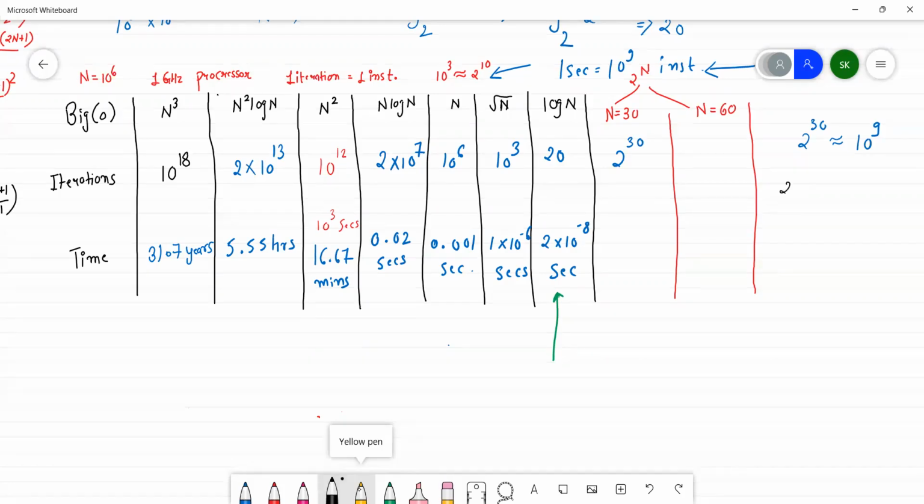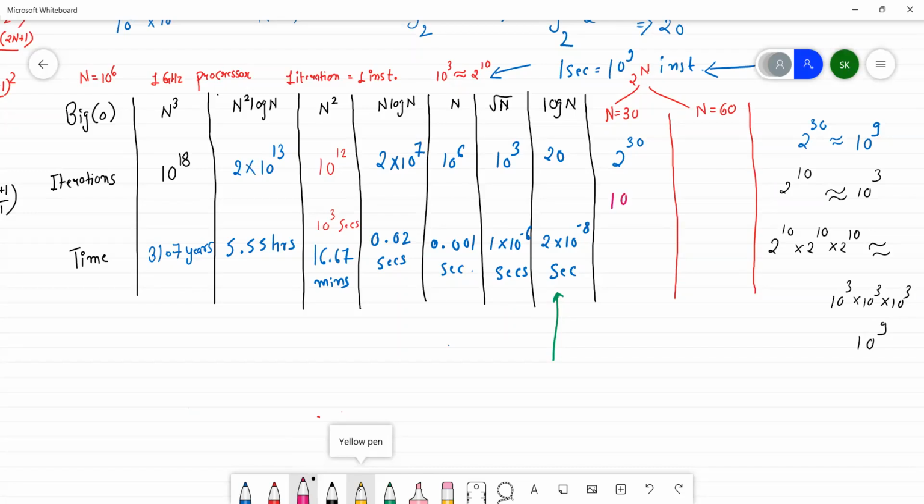We already know that 2 to the power 10 is approximately equal to 10 to the power 3. So we have to multiply 2 to the power 10 three times, and on the right hand side we also have to multiply 10 to the power 3 three times. So here we will get 10 to the power 9. I'm writing all these calculations for those who are confused with these things, okay? So here, it is 10 to the power 9 iterations.